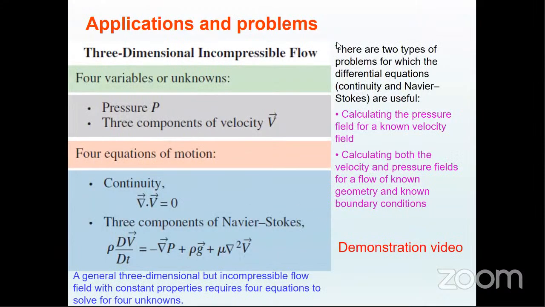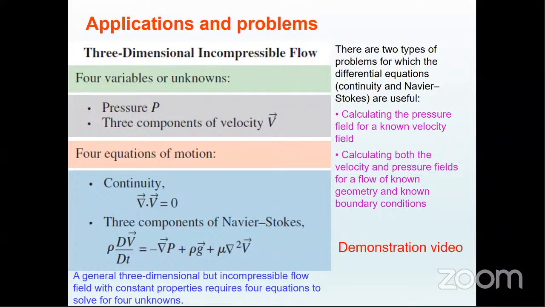Being this, what are the applications and the problems of the Navier-Stokes equation? If it is a three-dimensional incompressible flow, four variables or four unknowns should be there. Out of the four, one is the pressure and the other three are the velocity components, either along x, y, or z direction.